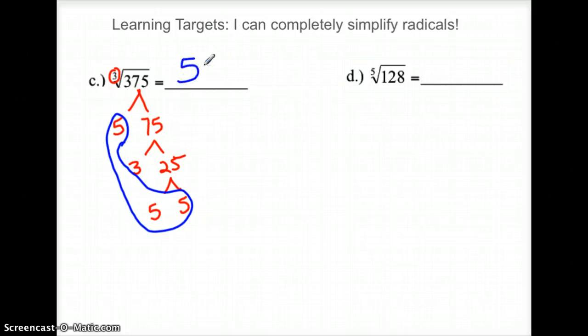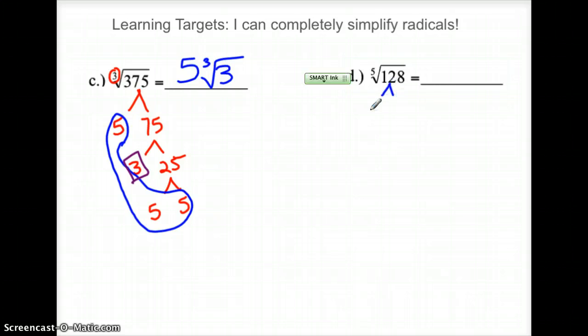So that means a 5 comes out, but what's left over? Be careful, we used up 25 already. What's left over is this 3. He has to go back inside, poor guy. He has to go back into the cube root house. Okay, so there we simplified example C.